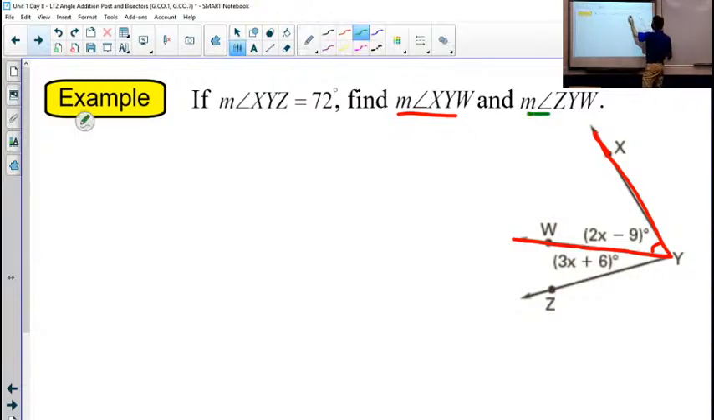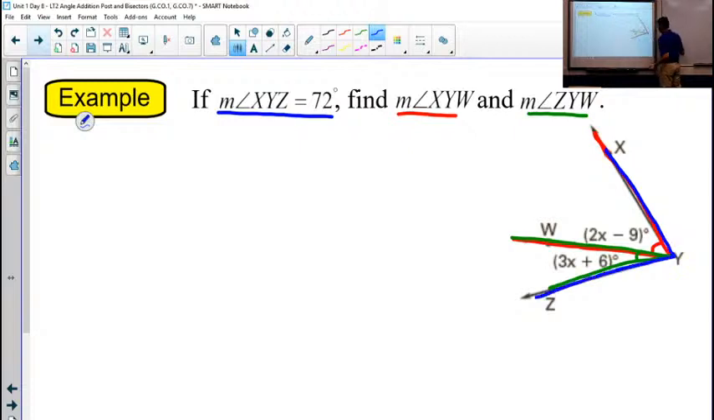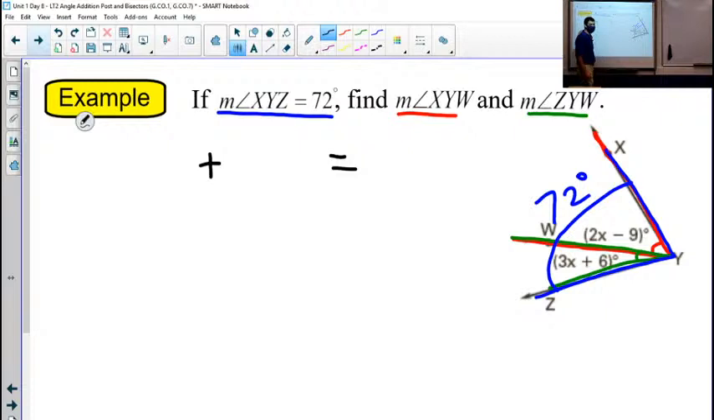And then I have ZYW here. ZYW, starting at Z, we're going to go into Y and then out through W. And that's 3x plus 6. And then we're also told that the measure of angle XYZ is 72. And that's X to Y out to Z. So that entire angle is 72 degrees. And so what we're going to do, the angle addition postulate says we can take the pieces, add them together, get the whole thing.